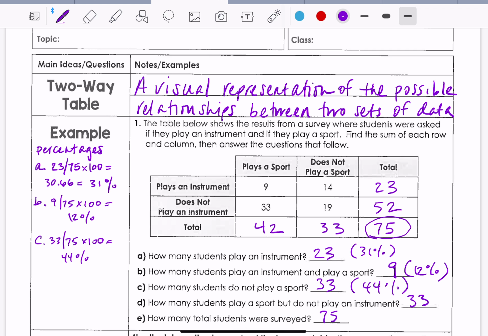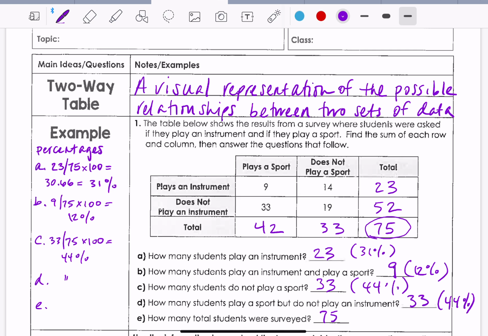And even though D is a different question, I know that 33 students is 44%. So D is going to be the same as C. For E, how many students were surveyed? Well, 75 is the total, so the percent is 100%. So I don't really need to answer for E. There's not going to be a percentage because that's the total number of students.